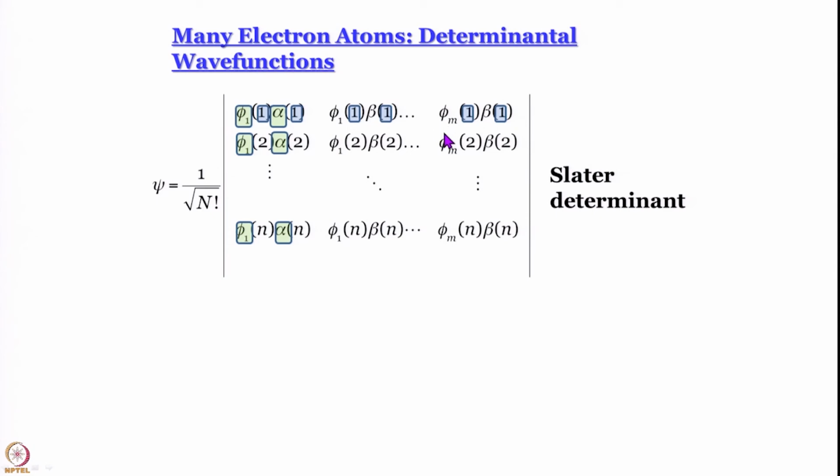How far will we go? We have already accounted for 6 electrons when we went up to phi 3. So, to account for 10 electrons we have to go up to phi 5. So, in this case m is equal to n by 2.